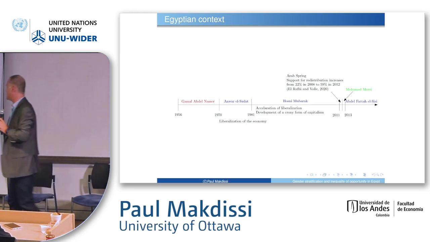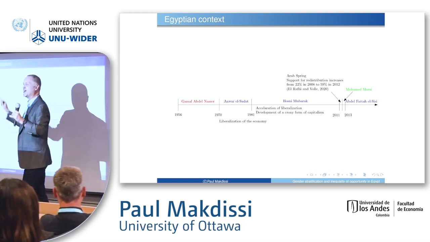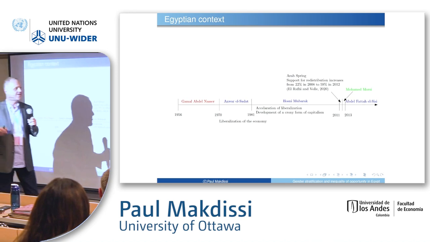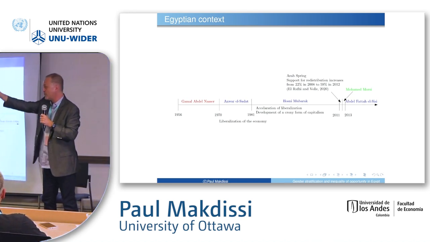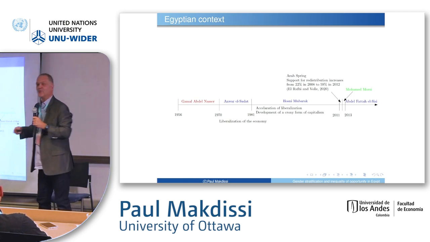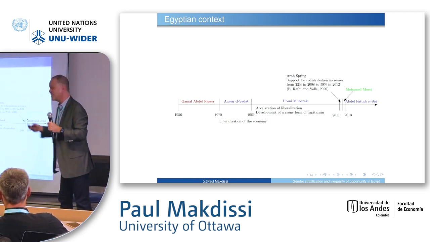Now let me talk about the Egyptian context. So it's enough for the math and the method. Now I'm coming to the real idea here. What is the story I want to tell? So correct me if I'm wrong, but here is the short history of Egypt.